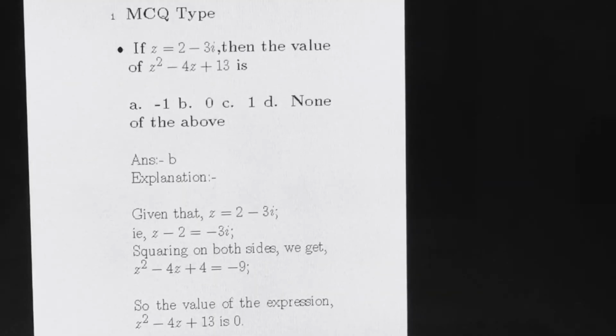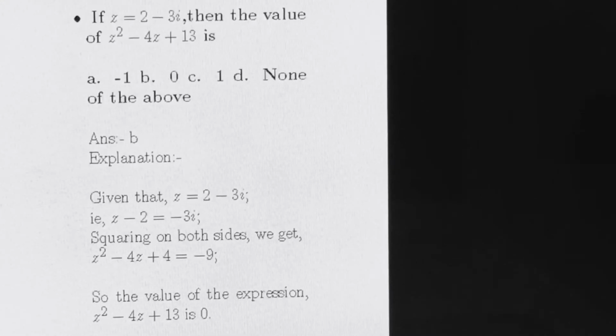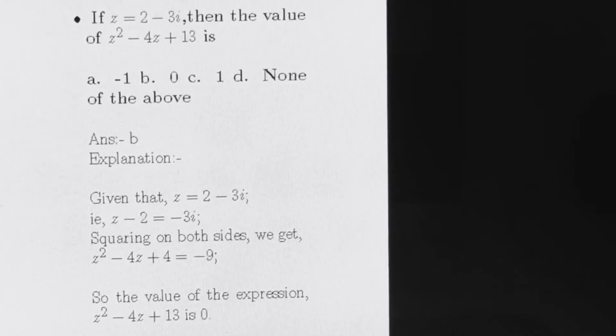Okay, let's start with multiple choice question type. If z is equal to 2 minus 3i, then the value of z square minus 4z plus 13 is dash. Options: A minus 1, B 0, C 1, D none of the above. Answer is B. Explanation. So it is given that z is equal to 2 minus 3i.